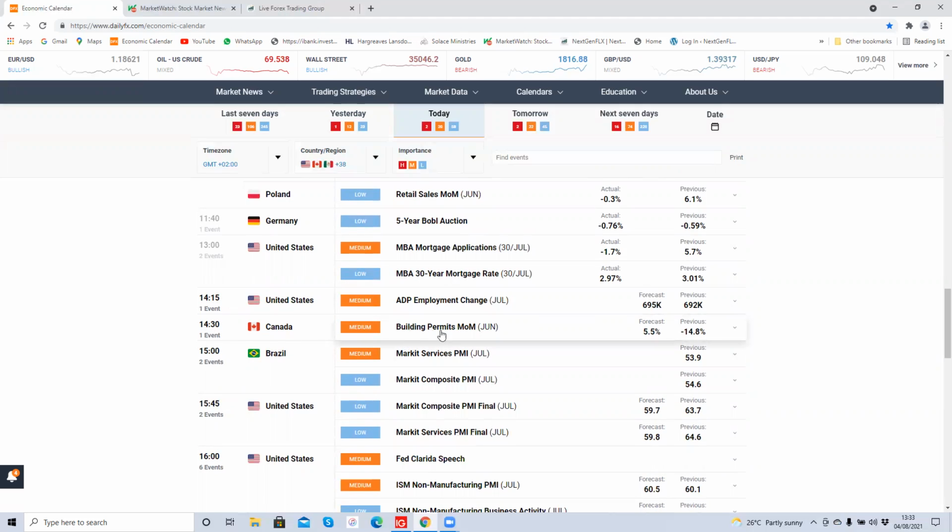At 2:30, we have the building permits from Canada. So again, like I said, anything to do with the housing market is good to note and check your trades around that time. That's at 2:30 for Canada. So that will mainly affect currencies paired with the Canadian dollar. Since we are trading the dollar Canadian dollar, we'll note that. Again, that won't stop you trading. You can go ahead and trade, but just check your trades around 2:30, especially if you're trading currencies paired with the Canadian dollar. But that won't stop you trading.